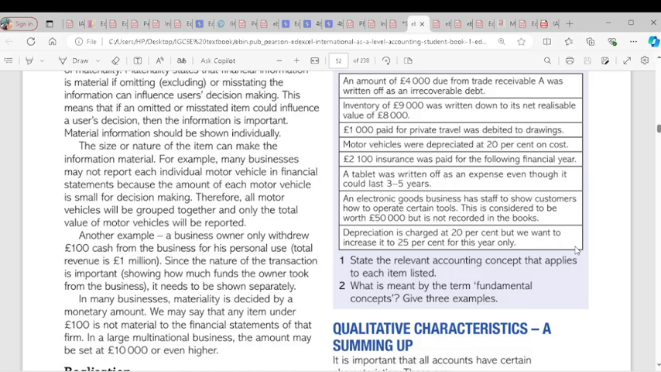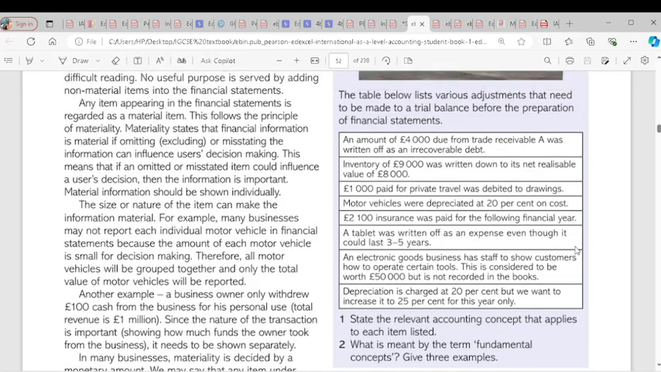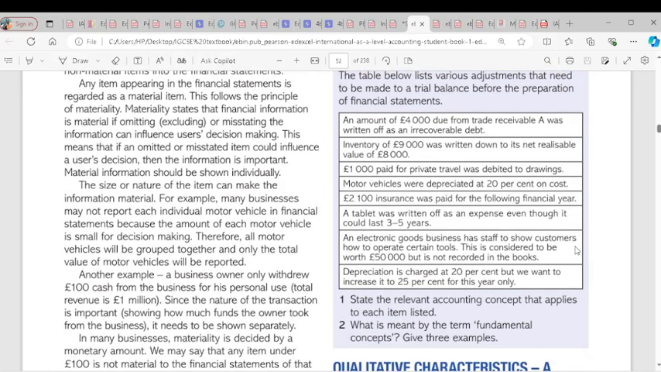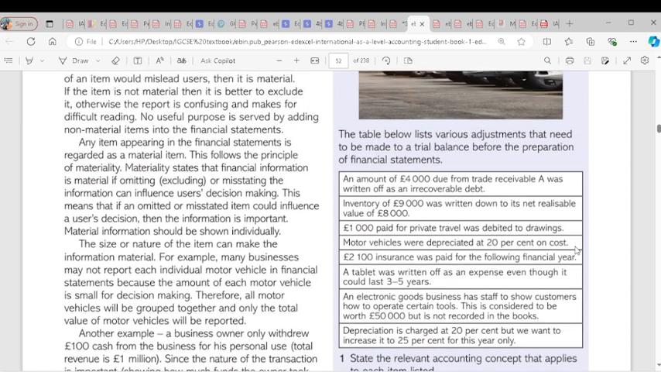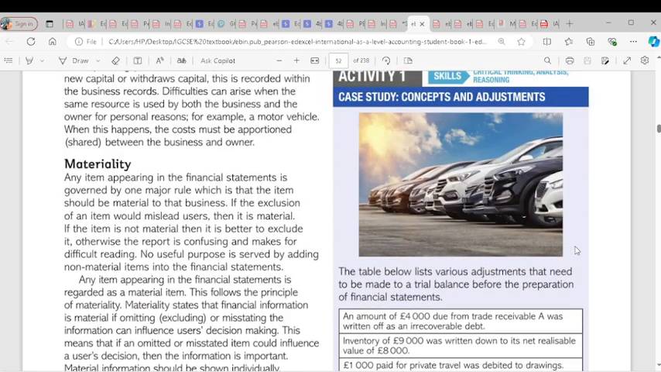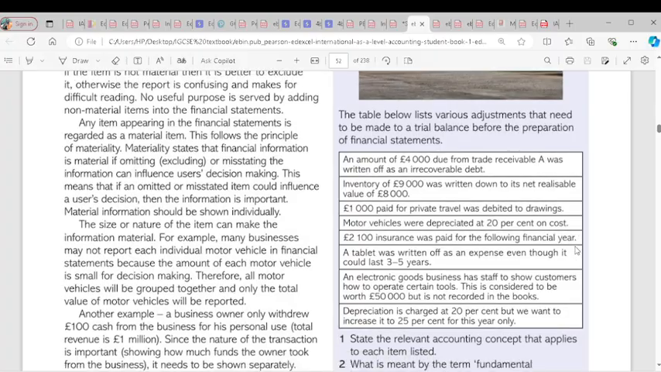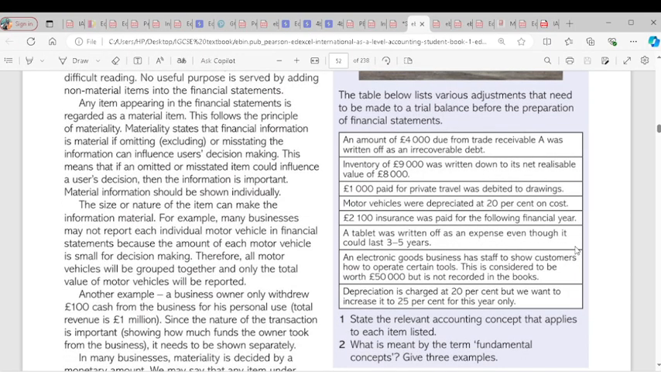So we have the activity. For activity 1, I'm going to read the question and give you the answers. It said an amount of £4,000 due from trade receivable A was written off as an irrecoverable debt.